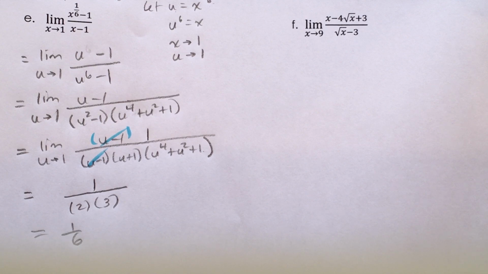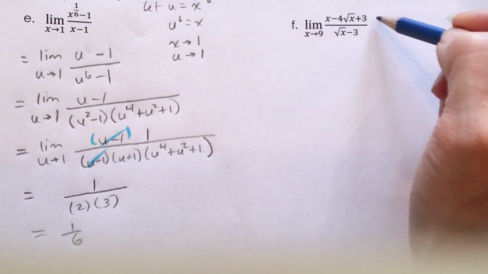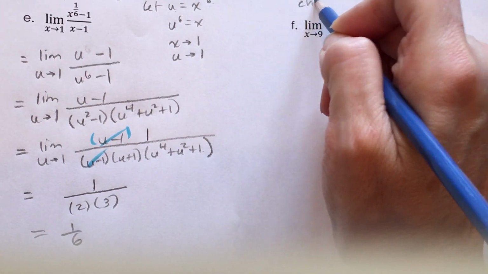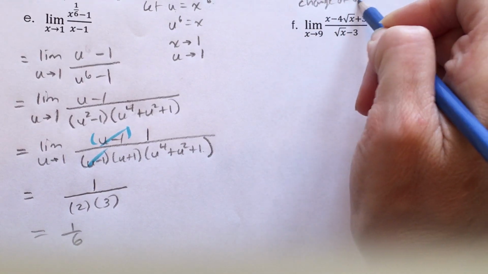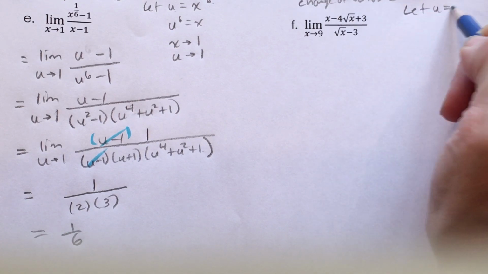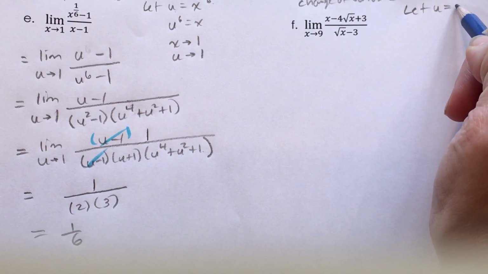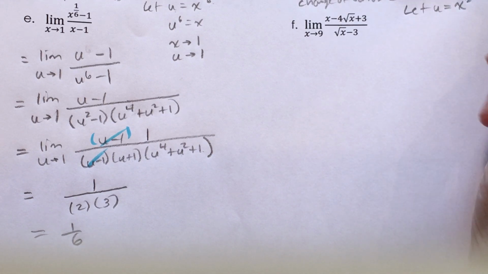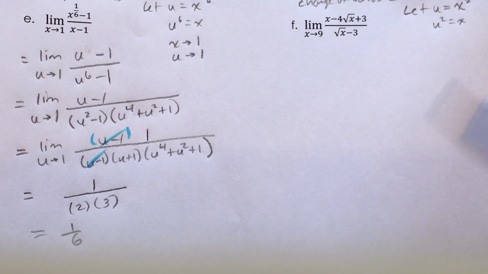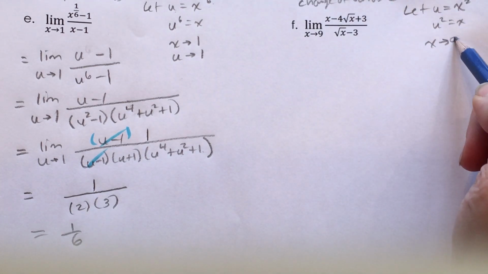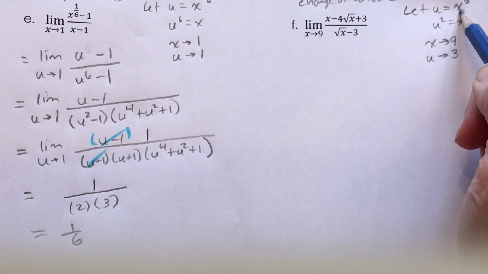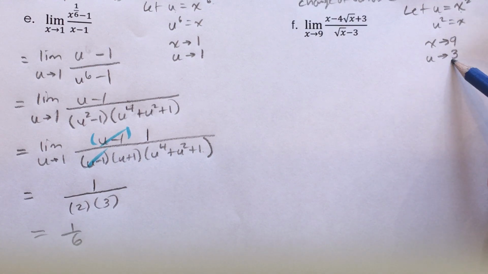Okay, next one, like having this root in the middle here, how would you do the conjugate? So this is another change of variable. So we're going to let u equal, we can write root x as x to the 1/2 if we want, or root x is fine. Square both sides and you get u squared is equal to x. As x approaches 9, u is going to approach the square root of 9, which is 3, because u is x to the 1/2. So 9 to the 1/2 is 3.